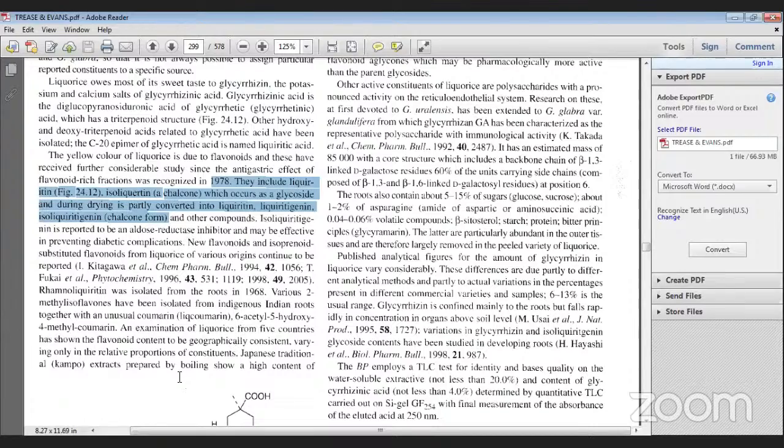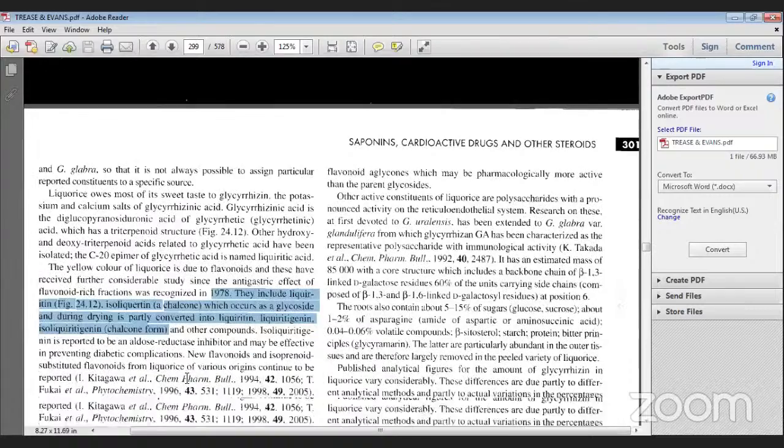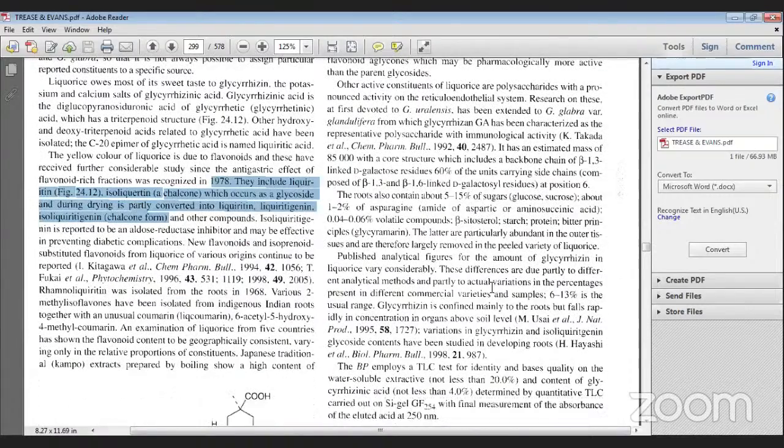The root also contains some sugar, volatile compounds, beta sitosterol, starch, protein, and a bitter principle known as glycyramarin. This is a bitter compound present in the licorice root.